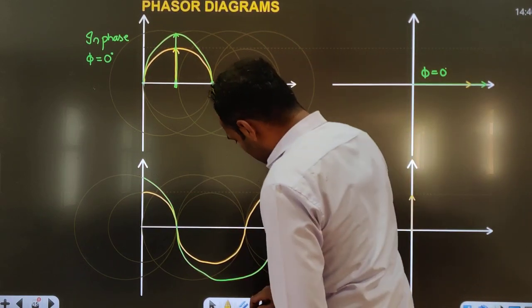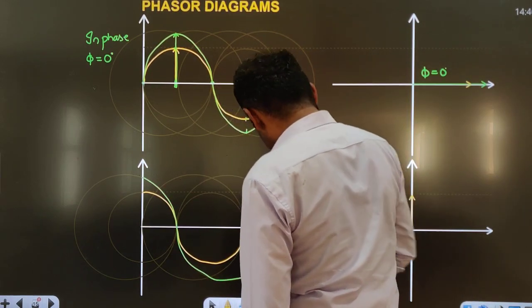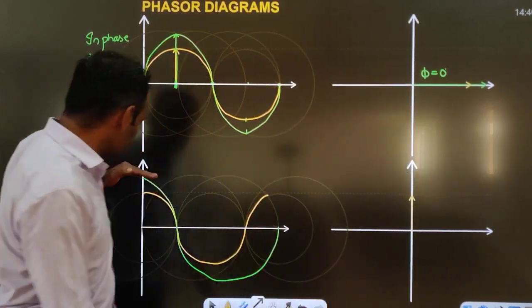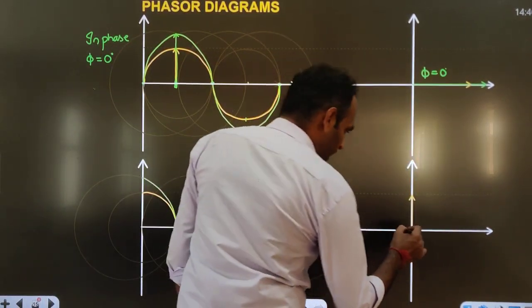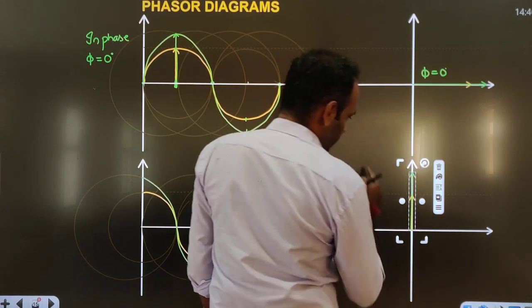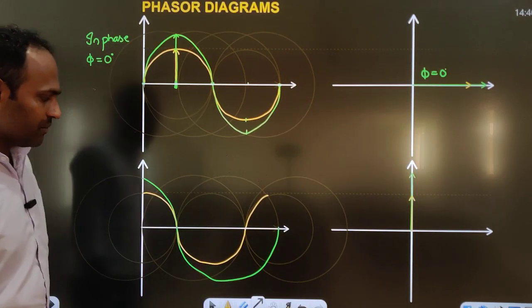The second vector also starts from there. Second vector is also beginning from the positive y-axis only, but its amplitude is greater. Since its amplitude is more, I will show that second vector here with more amplitude than the previous one. So both of them we are showing at the same instant.